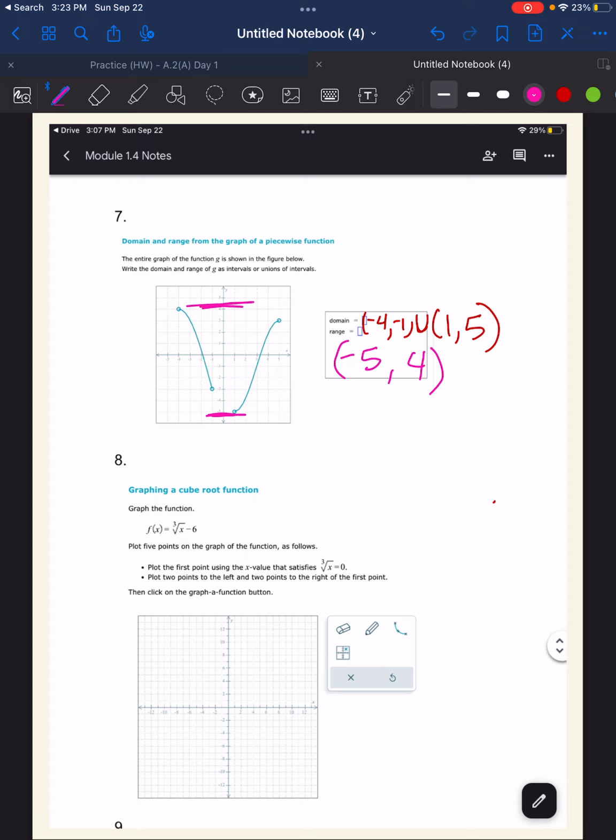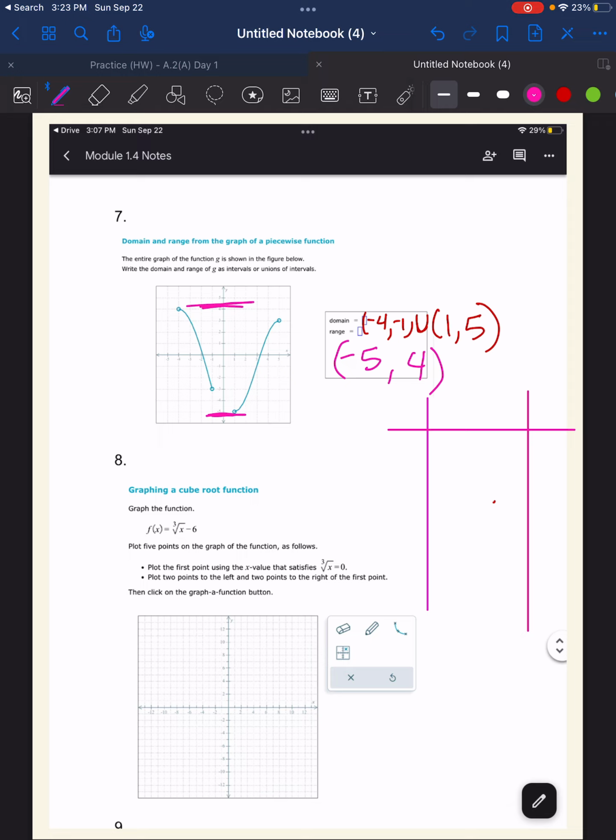Okay, now with number 8, we made a table. Trying to see where I can put my table. Maybe up here. Okay. And the instruction said, graph the function f of x equals cube root of x minus 6. Plot the 5 points on the graph as follows.